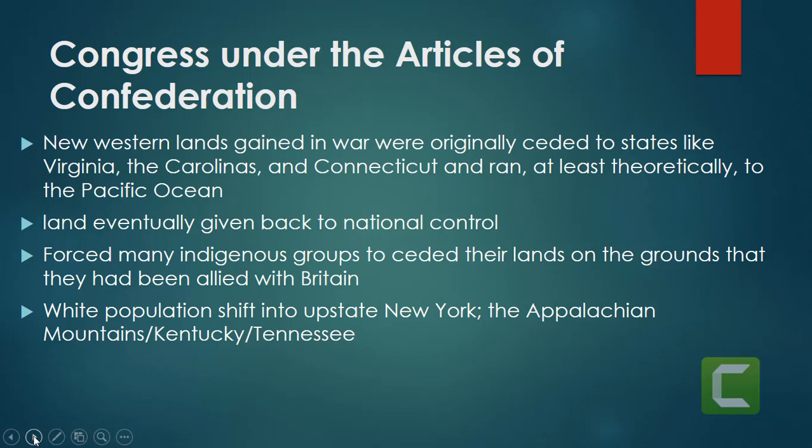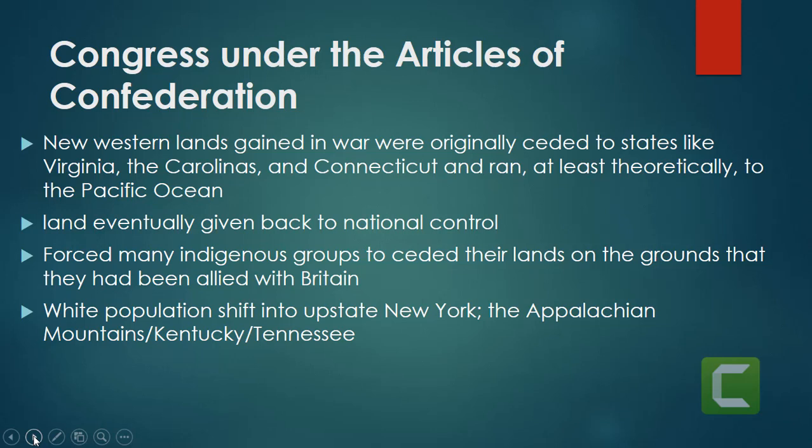So one of the things they do with indigenous peoples, and this shouldn't surprise you based on what we've talked about so far in this class, is that the national government begins to force many indigenous groups to cede their lands to the United States on the grounds that any group that had fought on behalf of the British was an enemy and therefore their land was now forfeit.